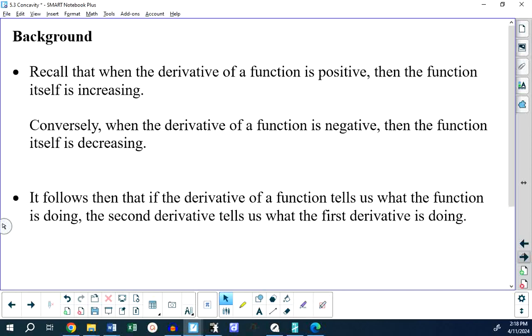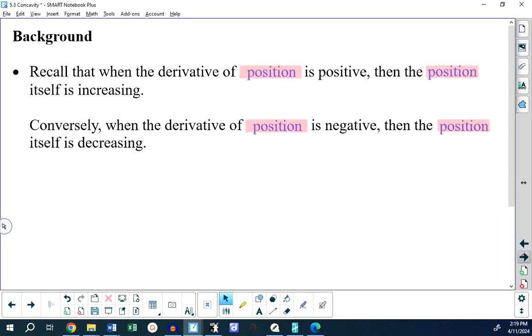That means if the derivative of a function tells you what's happening to the function, the second derivative of a function tells you what's happening to the first derivative of the function. Because the second derivative of a function is the derivative of the derivative. So, back up here, instead of position, I could have put derivative. If the derivative of the derivative is positive, then the derivative is increasing.